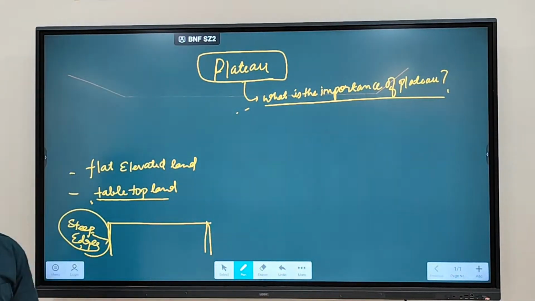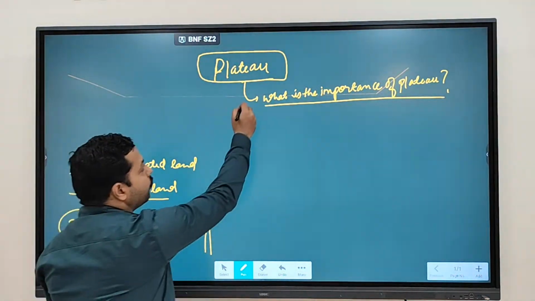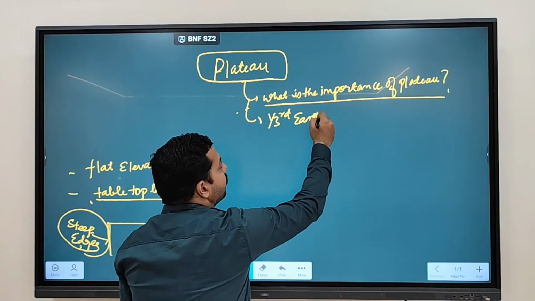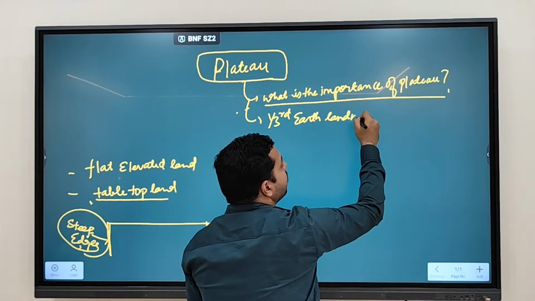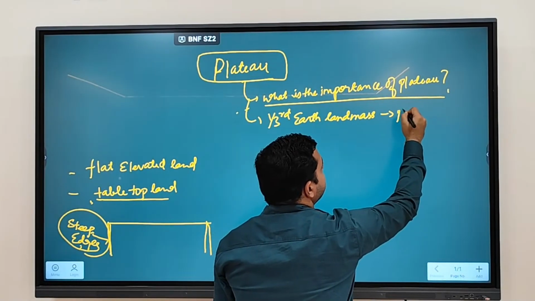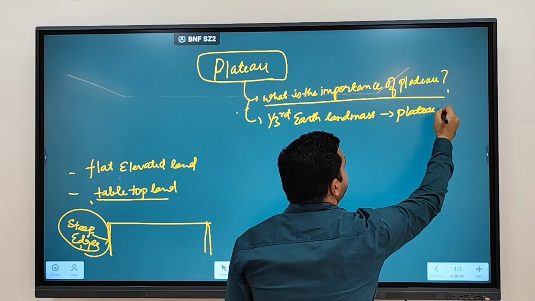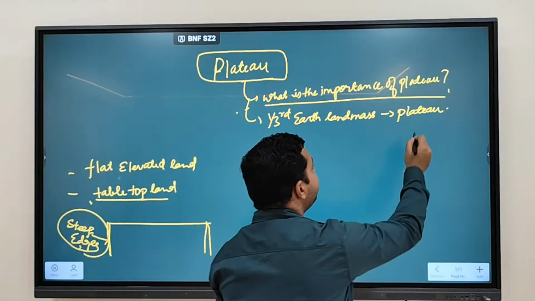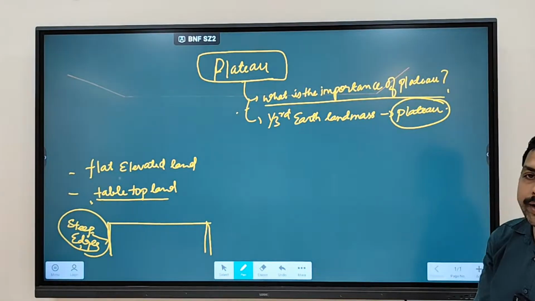So the first important thing that you find is that 1/3 of Earth's landmass is in the form of plateaus. Clear? So it is one of the important features that you find on the land.